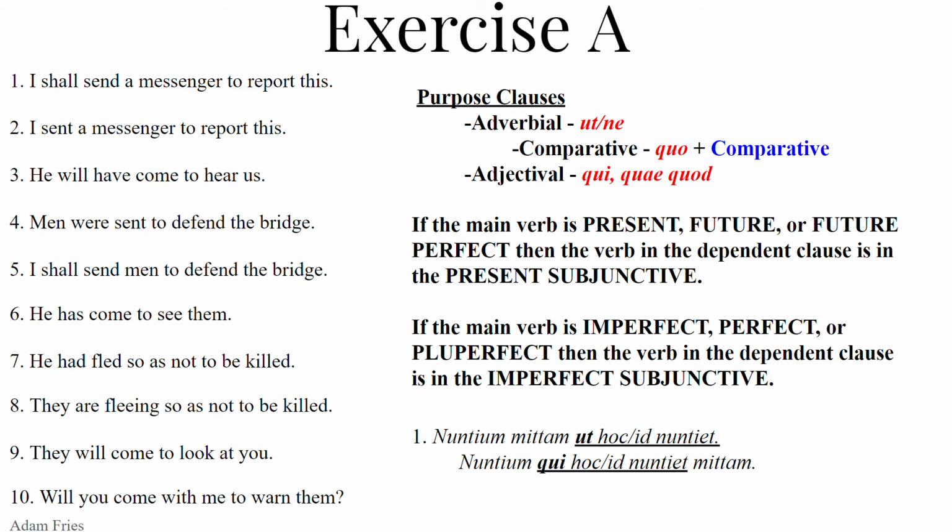7. He had fled so as not to be killed. So he had fled. That was what he did. Why did he do it? So that he might not be killed.